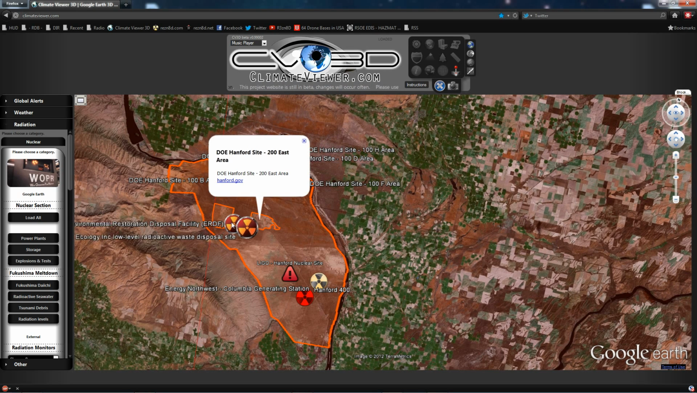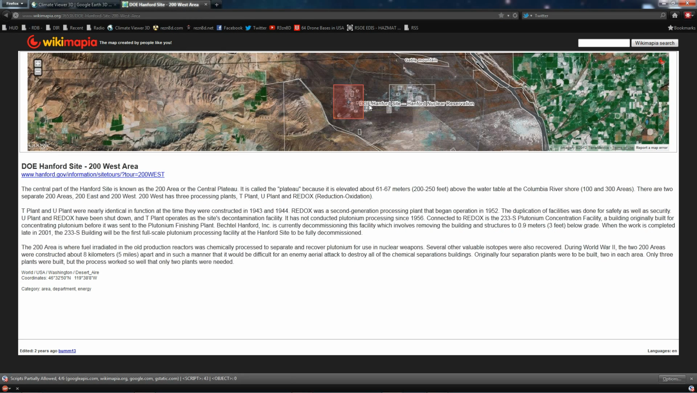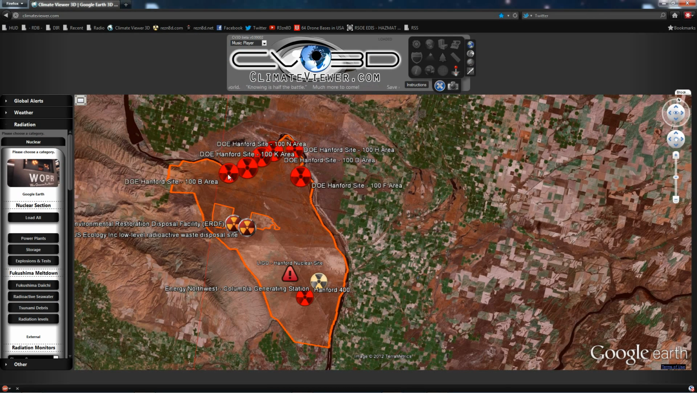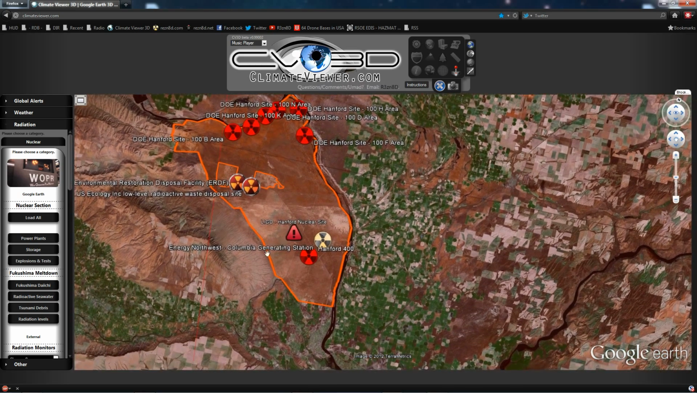There are two main facilities, Hanford 200 East and 200 West. This information is from Wikimapia. Check it out. Wikimapia is an awesome source. I love it. And there's several decommissioned nuclear reactors, including the first full-size nuclear reactor in the world and the first built at the Hanford site. Kind of redundant.